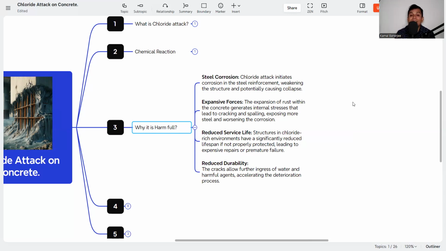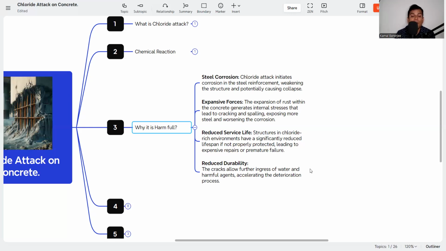The other way is expansive forces, which I already discussed. The expansion of rust within the concrete generates internal stresses that lead to cracking and spalling. So expansive rust worsens the steel and the concrete. This internal stress also makes the concrete deteriorate. If a concrete crack is there, again there's a weak spot, as I already discussed, and it reduces the service life. So if the concrete and the steel are both deteriorating and damaged, what will happen? Structural stability will be a problem and service life will be reduced.